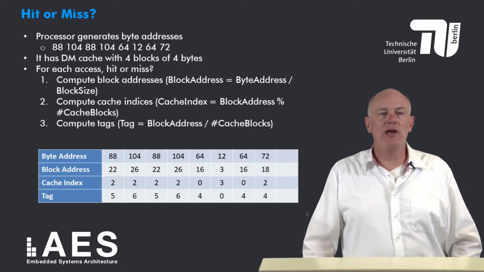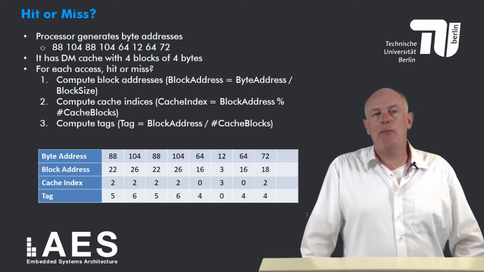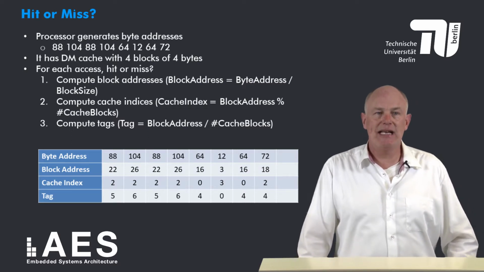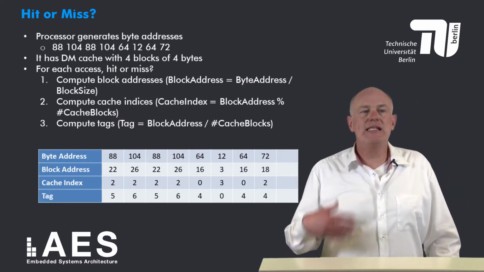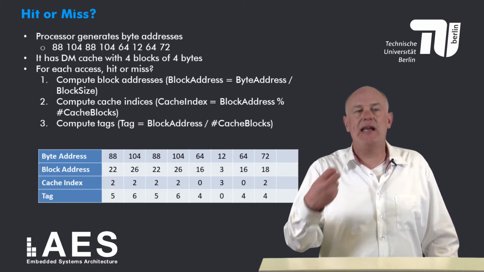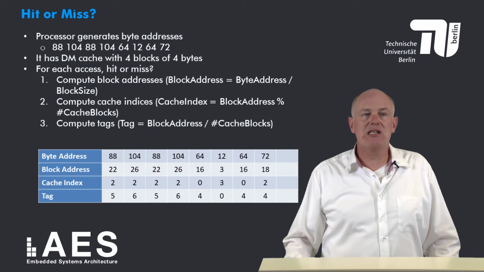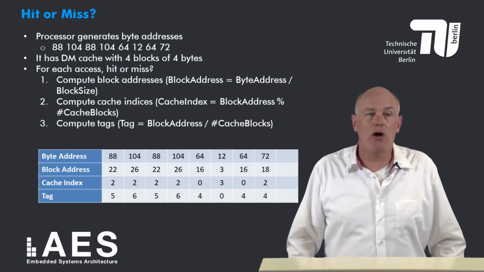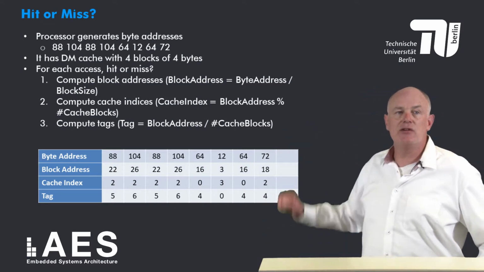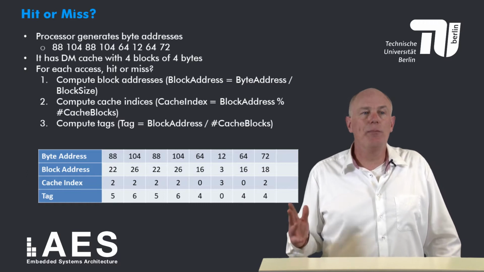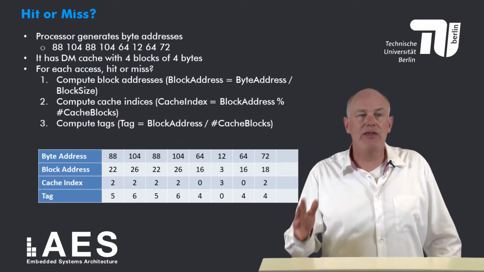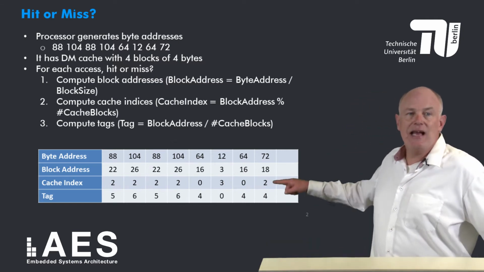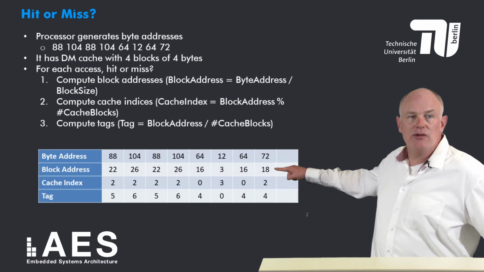From the previous slide, we know that the block address is given by the byte address divided by the bytes per block, or the block size, and we can easily compute it. Then the second step is to compute the cache indices. And we know from the previous slide that the cache index is given by the block address modulo the number of cache blocks. All this information was given to us. Finally, we need to compute the tag, and the tag is given by the block address integer divided by the number of cache blocks.